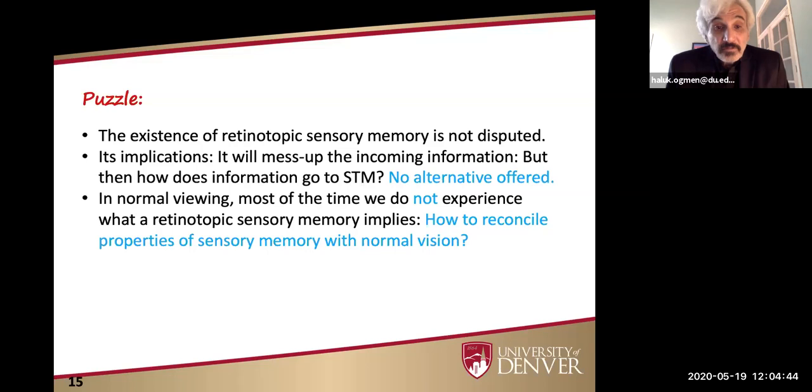Also, in normal viewing, most of the time, we do not experience what a retinotopic sensory memory implies. Our perception is not highly blurred or fuzzy; instead, our perception is stable, doesn't move when I move my head or my eyes, and is in general quite clear. So how do we reconcile the properties of sensory memory with normal vision? This puzzle has been persisting for a long time, since the 1980s.